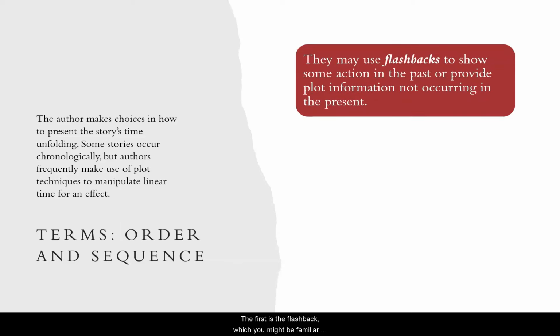The first is a flashback, which you might be familiar with. It's to show some action in the past or to provide plot information not occurring in the present. And that's a manipulation of time, right? If we were going in chronological order, the past comes before the present, but sometimes writers flash back to the past while staying in the present, and that's a choice to think about.